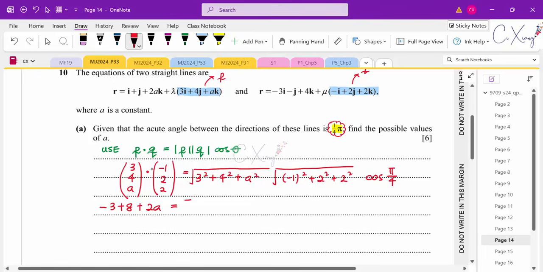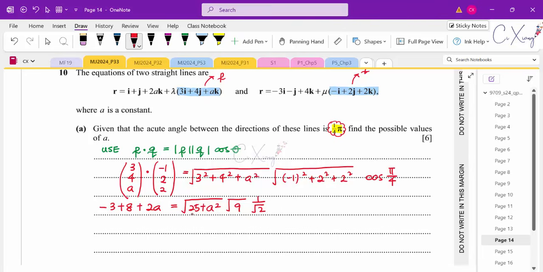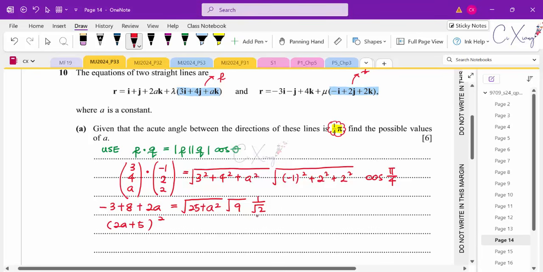Okay, so for this part, square root, you're having 25 plus a squared. The second square root, you're having square root 9. Then the third one, cos pi over 4, you'll be having 1 over root 2. Okay, then for me, because I feel that all the square roots here are very troublesome, so I square the whole equation. On the left hand side, you're having 2a plus 5. So I have to square it.